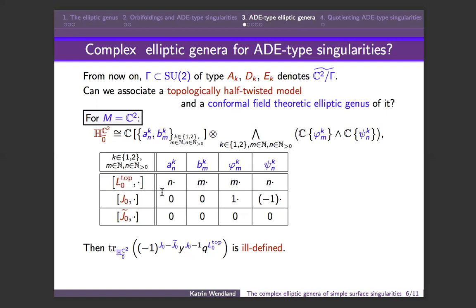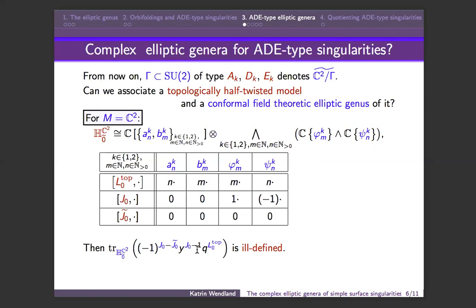L0 top is made to measure the energy. So this is just the label that I have for the index for each of these modes. J0 is the U1 charge. So the bosons are uncharged, the fermions are oppositely charged, and there's nothing going on the right-hand side here. So everything has charge 0.